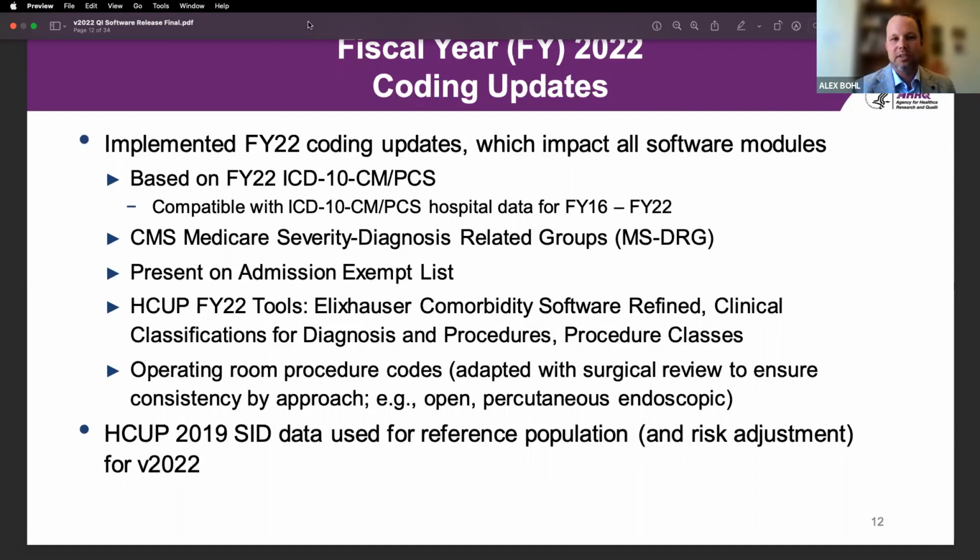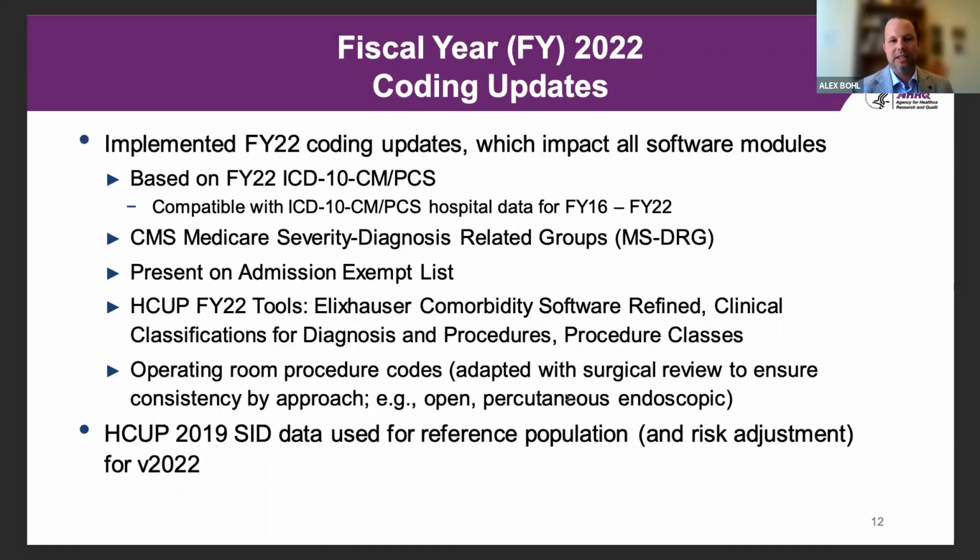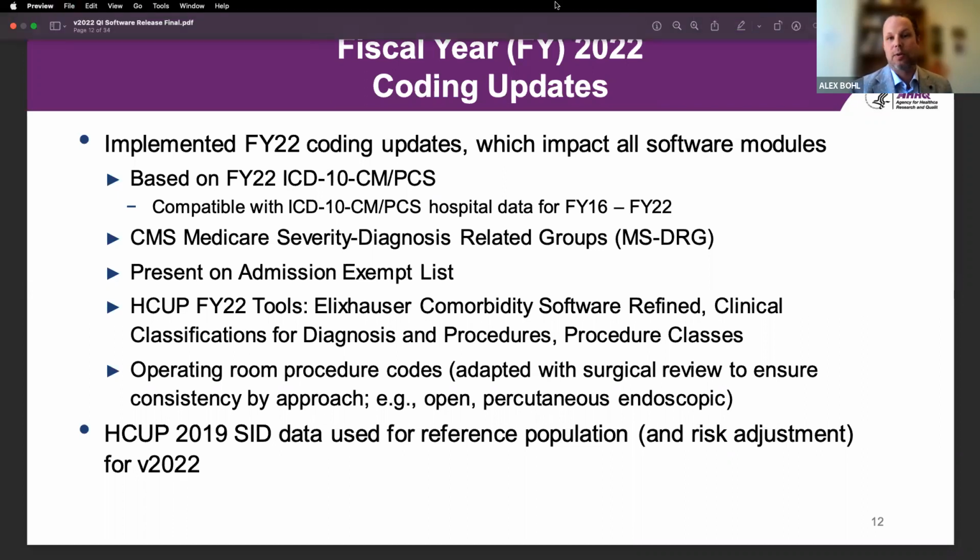So the beginning of the process is always focused on coding and data. The quality indicator's logic requires many different code sets and terminologies in order to implement the specifications, the inclusion and exclusion criteria, as well as the risk adjustment that's used for the hospital level rates or compositing.